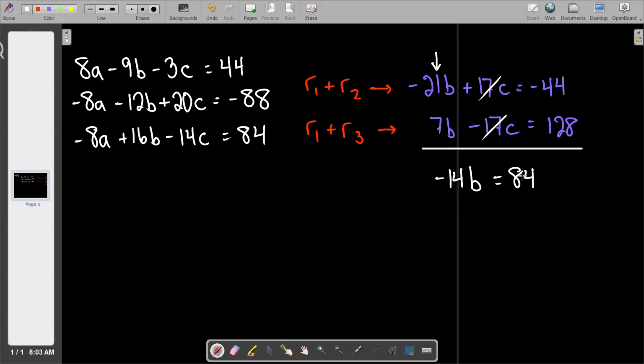And that's the goal, to get to this point where we have a little one variable, one equation system. And then, of course, you've been solving those back in Germany since you were like 13 years old. So we're going to divide both sides by -14, and we're going to figure out that B is -6.